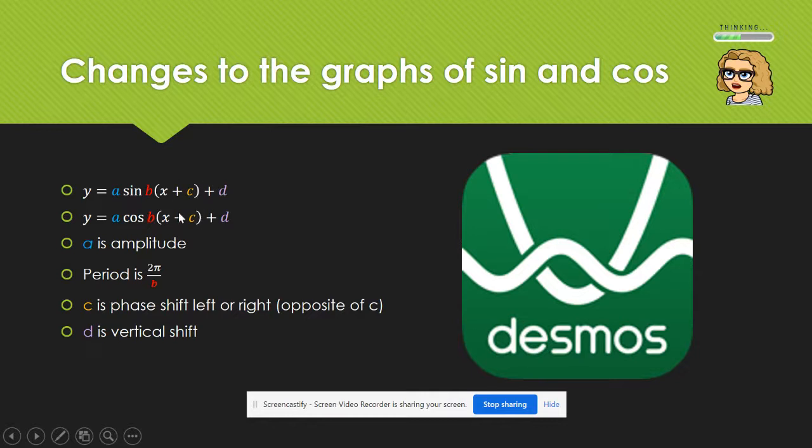If it's plus C, like if it's +5, that actually means you're going to move backwards to the left. And if it's minus C, like -5, you're going to move forwards to the right 5. And then that D value, if you've got a number being added or subtracted to that whole function that's not in parentheses with x, that's your vertical shift. It just moves it up or down exactly like it looks like. If it's plus, it goes up. If it's minus, it goes down.